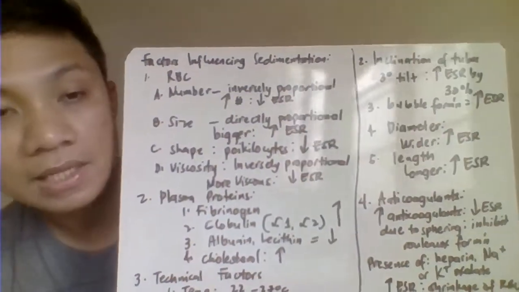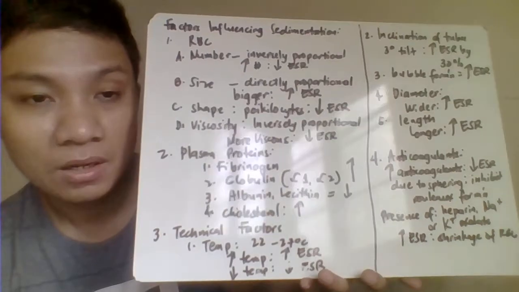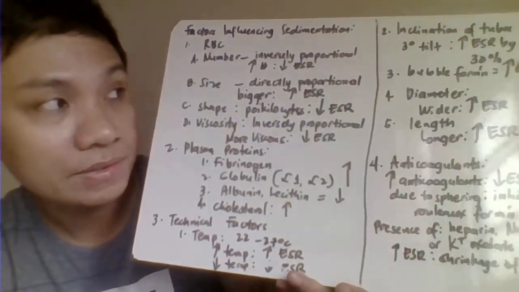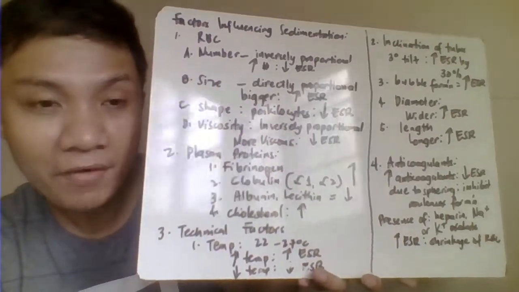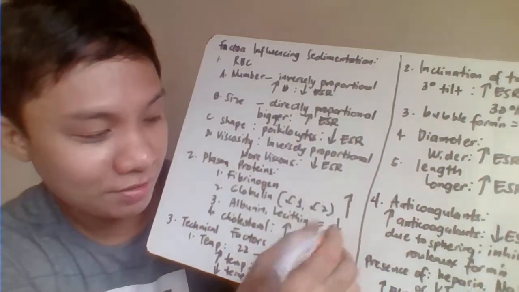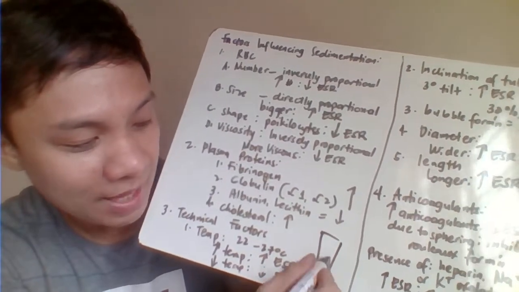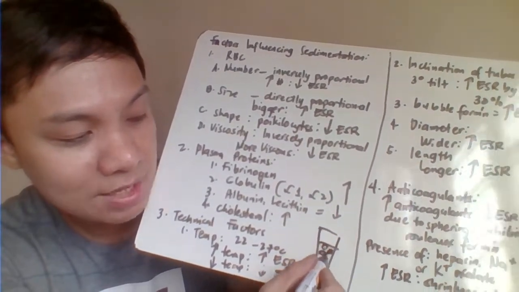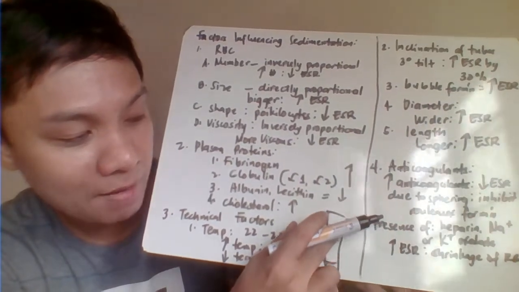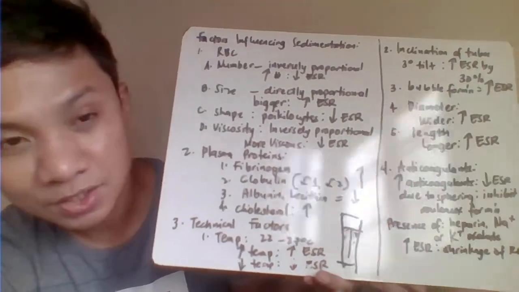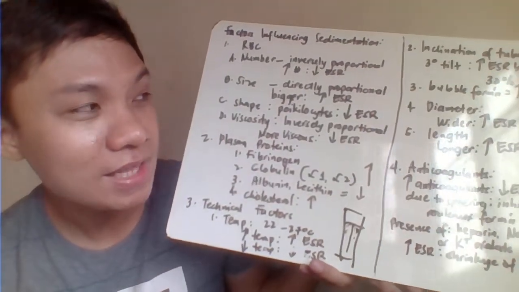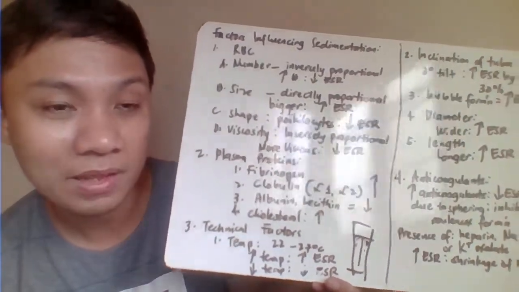So we have that one, tilting the tube here, 3 degrees, would have equivalent 30% na increase in the ESR result. Okay, the bubble formation would tend to increase the results. For example, kung itong RBC natin, pag may bubbles dito, ano mangyari? Pag pumutok ang bubbles natin, wala nang bubbles, di mabilis na siya. Ganun na siya.